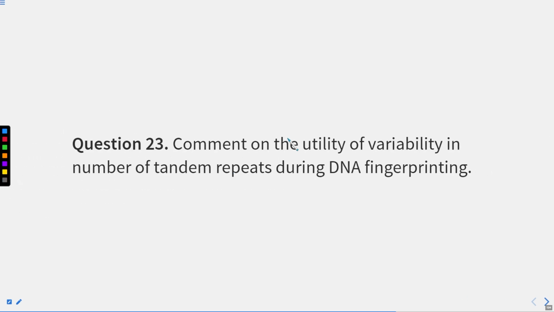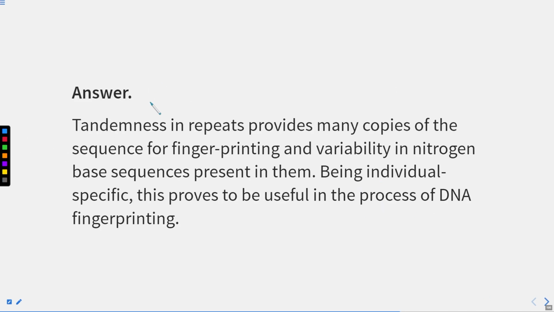Now, question number 23. Comment on the utility of variability in number of tandem repeats during DNA fingerprinting. I've already told you, DNA fingerprinting is based on VNTR, variable number of tandem repeats. Now the randomness in repeats provides many copies of the sequence for fingerprinting and variability in the nitrogen-based sequences present in them. Being individual specific, these prove to be useful in DNA fingerprinting.